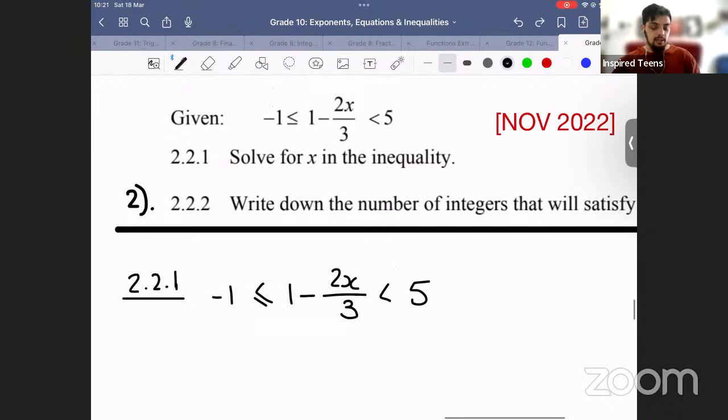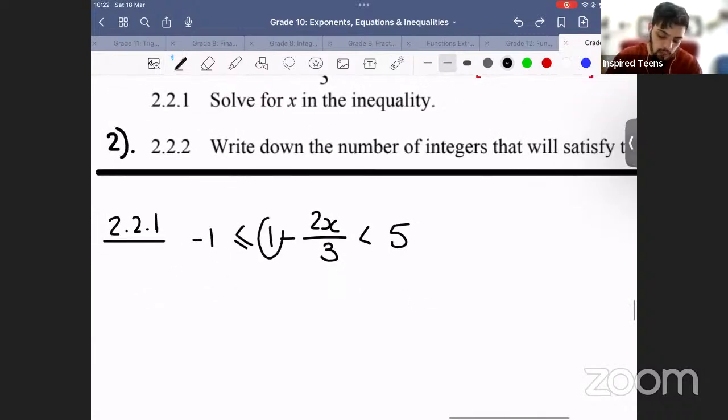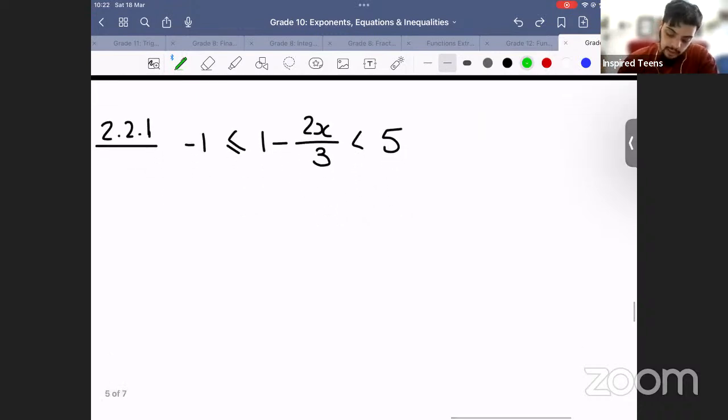So in the center, we have to ask ourselves, what is with x that we need to take over? The first thing is this 1. This 1 is a positive 1, so when I take it over to any other side of the inequality, it will become negative 1. So I'm going to get rid of the 1. What am I left with? I'm left with negative 2x over 3. These signs remain the same for now.